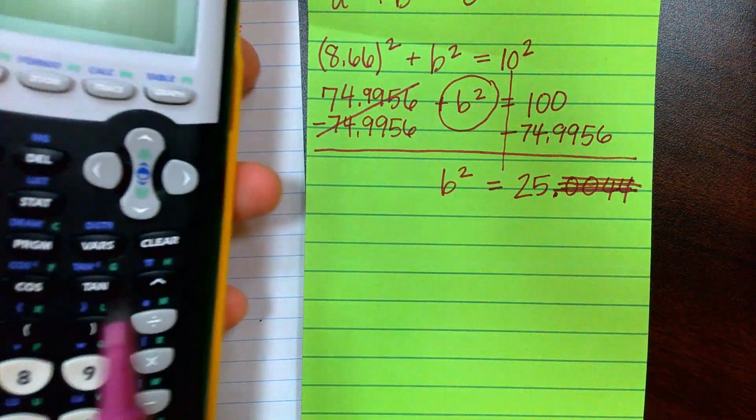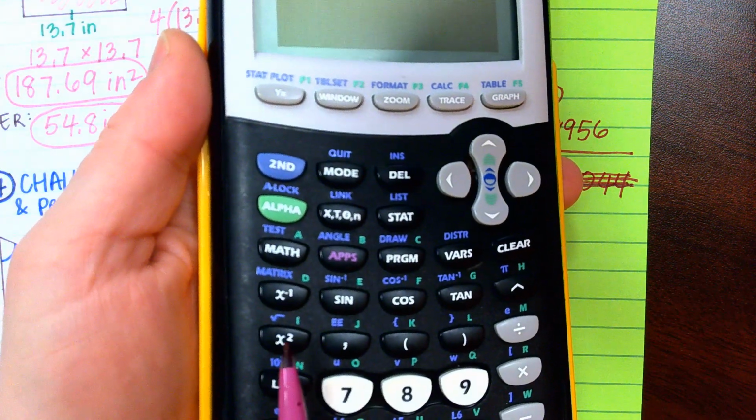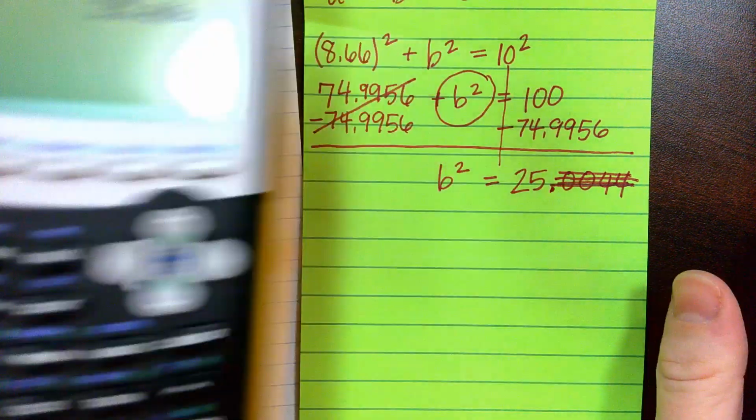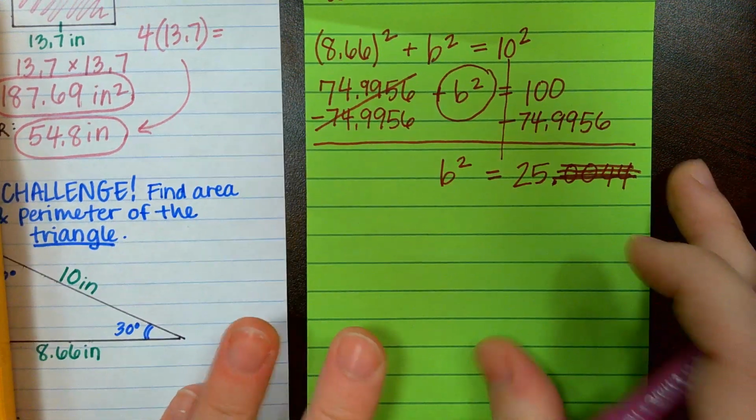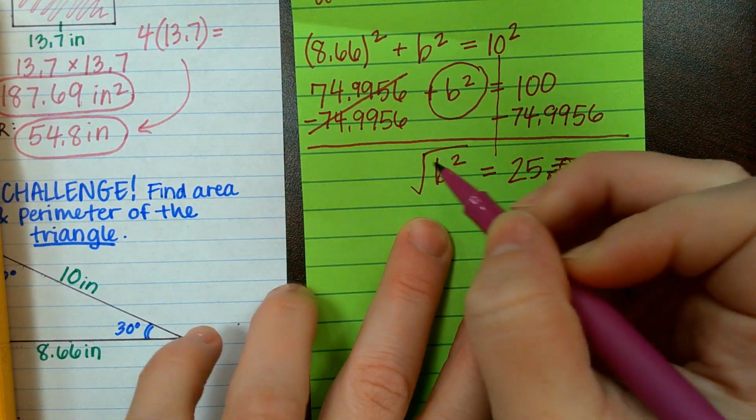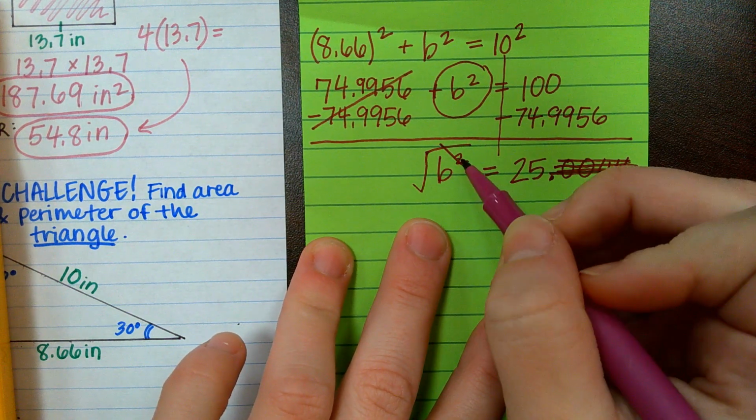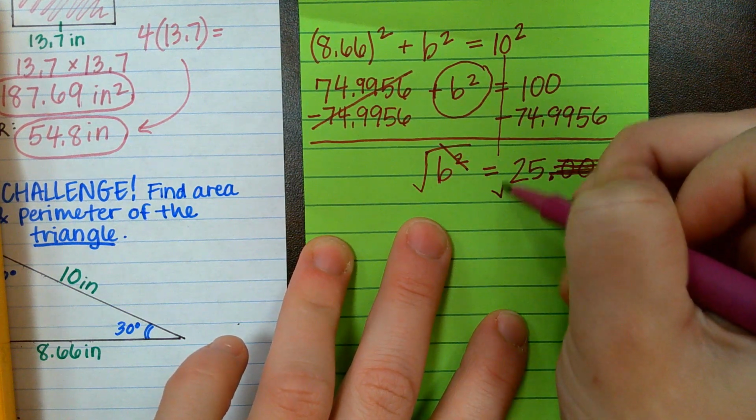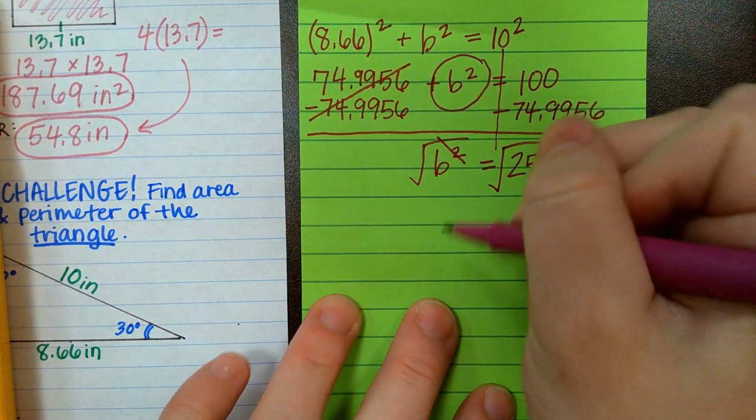And I'll give you a hint. On your calculator, when you look at that squared symbol, there's a little blue symbol right above it that's going to tell you what to do. Square root it. Yes, we're going to use the square root. So square root is the opposite of squaring. If I take the square root of b squared, it gets rid of the squared. If I take the square root of 25, we're going to find our answer for b.